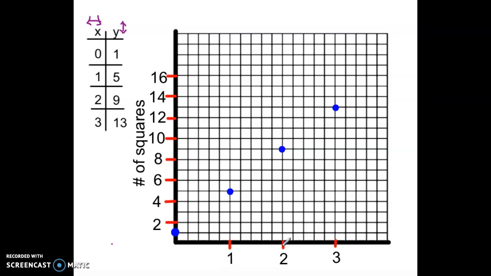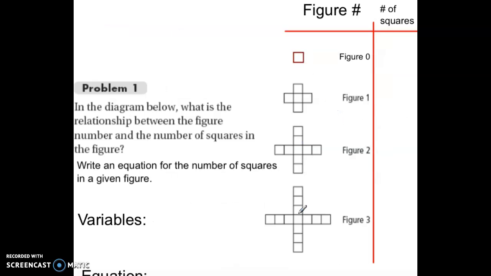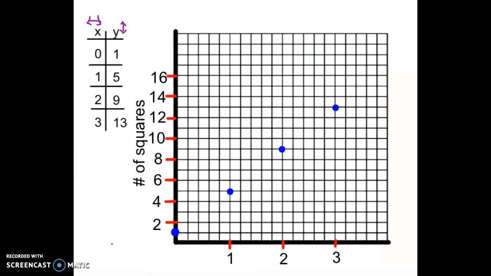2, 9. Go over 2 and up 9, and 3, 13. So this is what our graph looks like for this particular problem. Now remember, this was for the number of squares shown in the figure. So the question I'm going to ask you is, can I connect the points on my graph? And the answer to that is no.